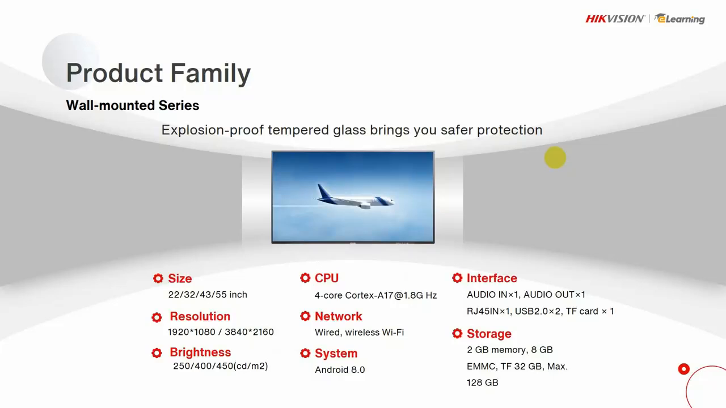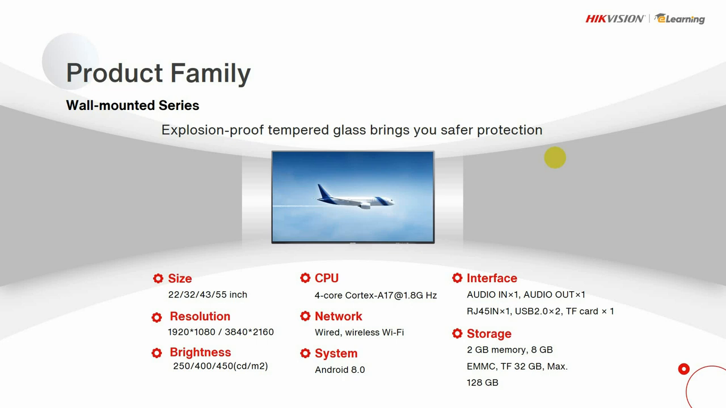So let's take a closer look at the wall-mounted series first. Our screens are all explosion-proof tempered glass, which can bring you safer protection, right? We have sizes of 22, 32, 43 or 55 inch for you to choose from. It's equipped with a 4-core CPU, 1 audio in and 1 audio out, 1 RJ45 input, and 2 USB 2.0 interfaces. And there is 1 TF card slot for the digital signage.